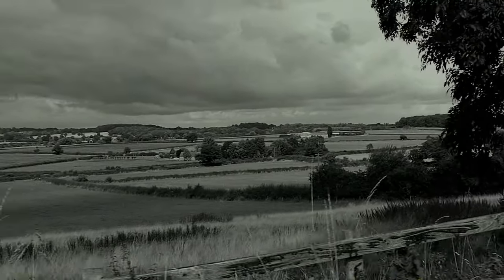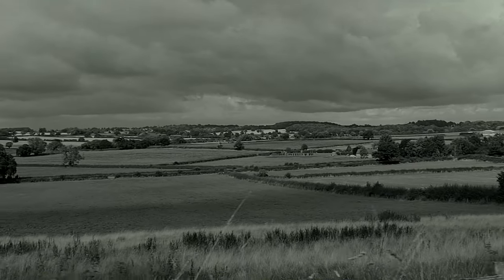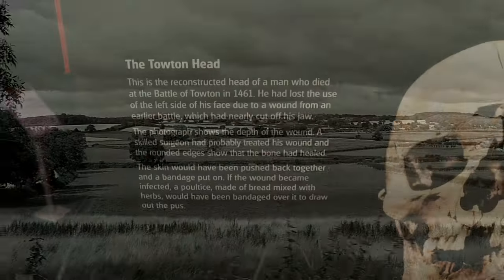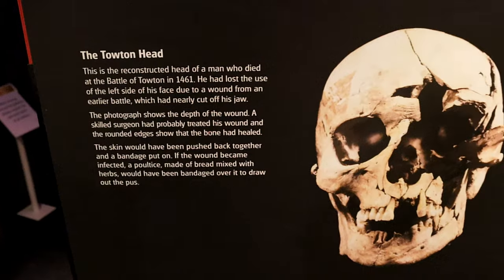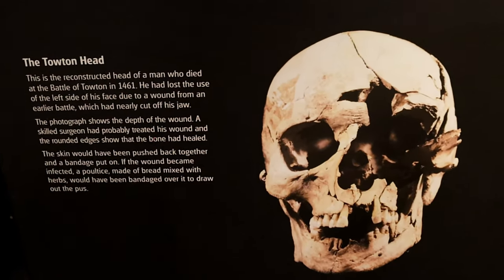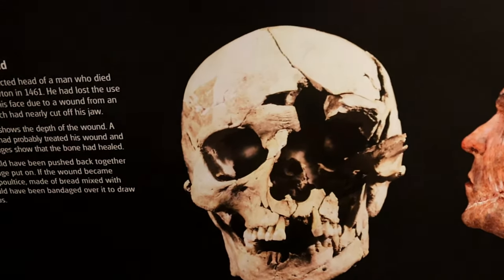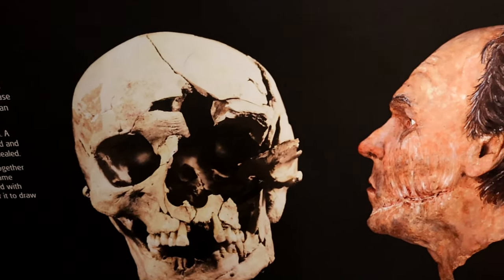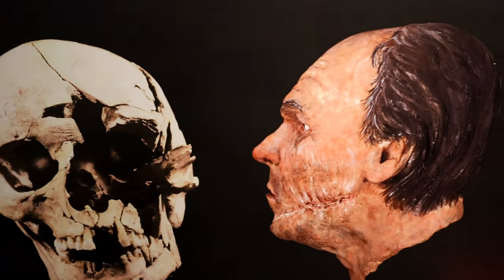At the age of 8, Richard's father and elder brother, Edmund, Earl of Rutland, were killed at the Battle of Wakefield on the 30th of December 1460. After the Yorkist defeat, Richard and George were sent to the Low Countries.